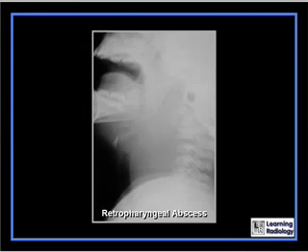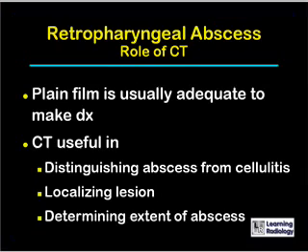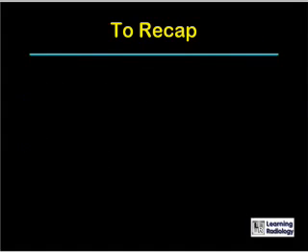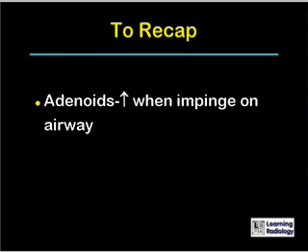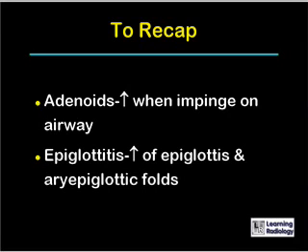So this is a kitty with a retropharyngeal abscess. There is no question that there is marked enlargement of the retropharyngeal soft tissues, no matter what measurements are used. Conventional radiography is usually adequate to make the diagnosis of a retropharyngeal abscess. The role of CT is in distinguishing an abscess from cellulitis, in localizing the lesion, or determining the extent of the abscess.